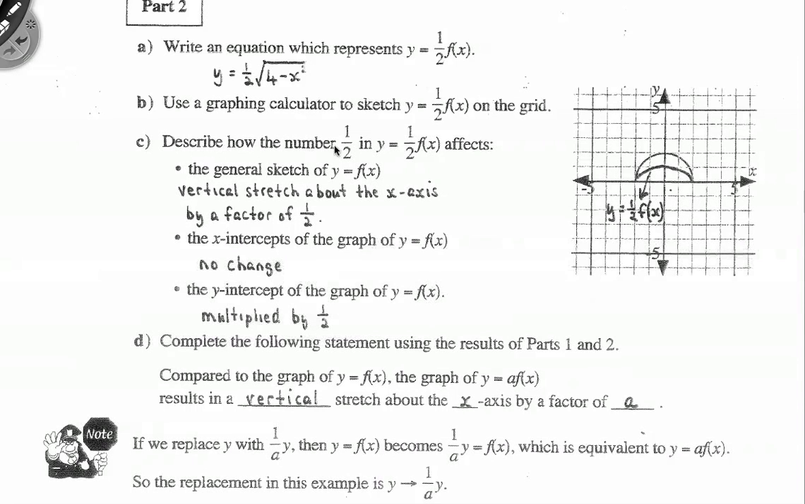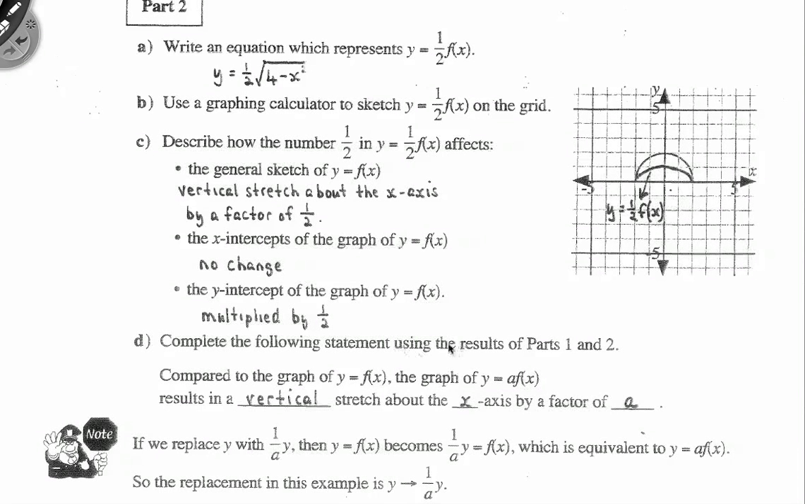In part C, describe how the number 1/2 in this formula affects the general sketch. Well, it's a vertical stretch by a factor of a half. The x-intercepts again do not change, and the y-intercept of the original graph is multiplied by a half. It goes from 2 down to 1.